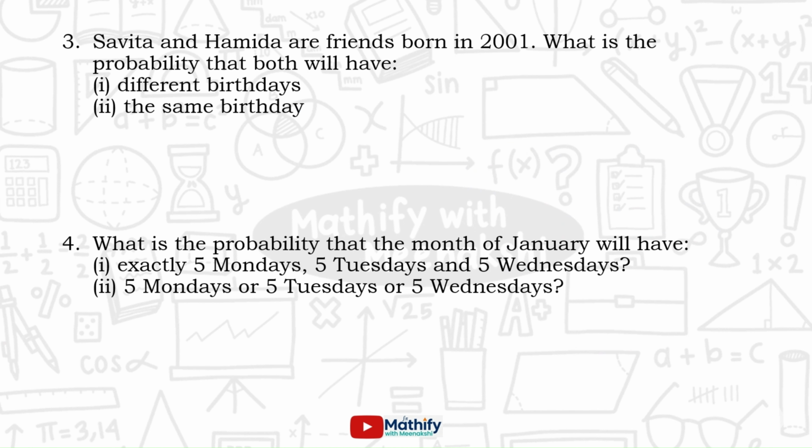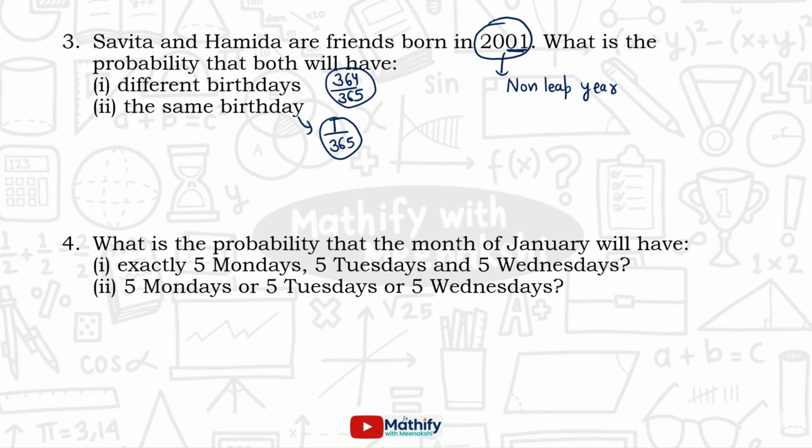Savita and Hamida are friends and born in 2001. What is the probability that both will have different birthdays and the same birthday? Just see whether 2001 is a leap year or non-leap year. You have to just see the last 2 digits. It's 01, not divisible by 4, so it's a non-leap year. So total days are 365. For different birthdays, the answer is 364 by 365. And for the same birthday, there can be only one day in a year, so 1 by 365. Easy. And if it's a leap year, then the answer will be 365 by 366 and 1 by 366.